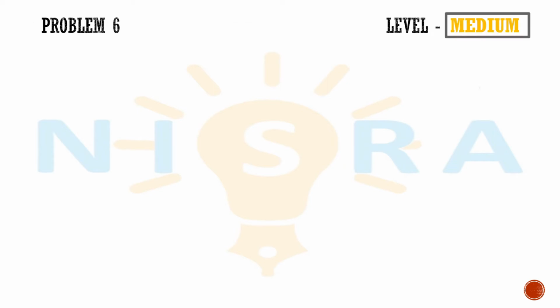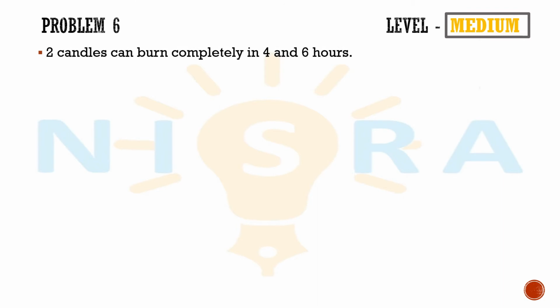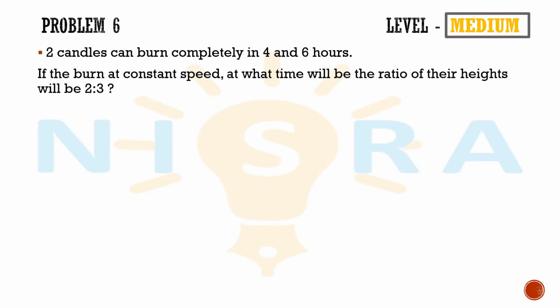Now we look into problem 6. Two candles can burn completely in 4 and 6 hours respectively. If they burn at constant speed, at what time will the ratio of their heights be 2 is to 3? Let's consider the two candles as A and B.